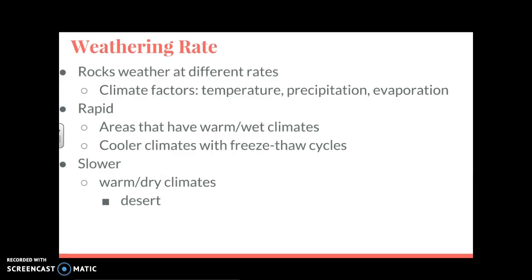So let's talk about weathering rate, because again, this is one of the processes. Rocks weather at different rates. Climate factors: temperature, precipitation, evaporation. What about rapid? Areas that have warm, wet climates weather rapidly, while cooler climates with freeze and thaw cycles have slower weathering rates. Slower rates are from warm and dry climates. For example, the desert. You may have also heard me refer to arid, A-R-I-D climates. That's what we consider a warm, dry climate.